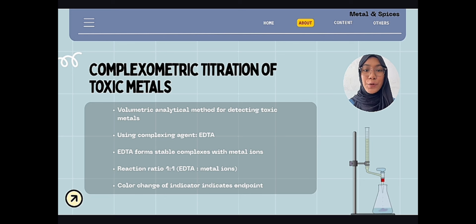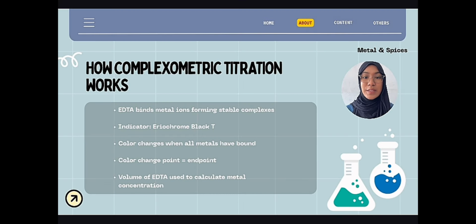Complexometric titration is a volumetric analytical method used to detect and determine the concentration of toxic metals such as lead, cadmium, and copper in a sample. This method is widely used because it provides quantitative results, meaning it can measure the exact amount of metal present, not just its presence. In this method, EDTA is used as a complexing agent due to its strong ability to bind metal ions. When EDTA is added to the sample solution, it reacts with the metal ion to form a stable metal complex. By measuring the volume of EDTA used during the titration, the concentration of toxic metal in the sample can be accurately determined. I will explain how complexometric titration works.